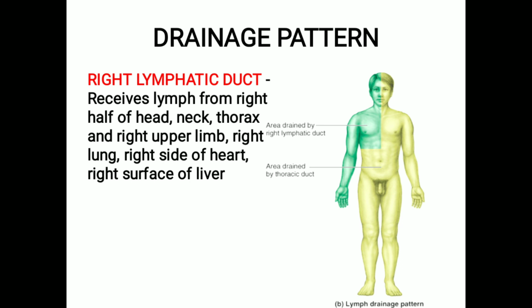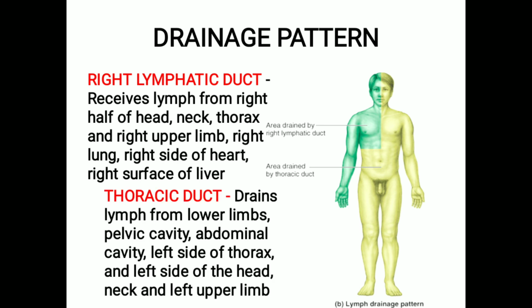Okay, drainage pattern. If you see the body, this part, till here, drains into the right lymphatic duct, and all the other part, this whole part, drains into the thoracic duct. So remember the drainage pattern: the right lymphatic duct and the thoracic duct. What regions does the right lymphatic duct receive lymph from? The right half of the head, neck, thorax and the right upper limb: the right upper limb, right half of the head and neck, the right lung, right side of the heart, and the right surface of the liver. All this lymph drains into the right lymphatic duct.